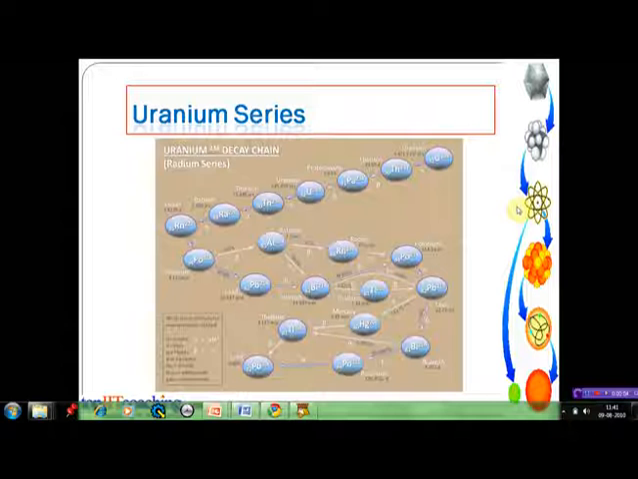This is a diagrammatic representation of the Uranium series. The starting isotope, as we discussed, is Uranium-238 and the final product is Lead-206. These blue arrows show the path which is followed by most of the atoms, and a very small percentage of the atoms follow the alternate routes that are shown by white arrows. We'll discuss the main route, which is followed by more than 99% of the atoms.